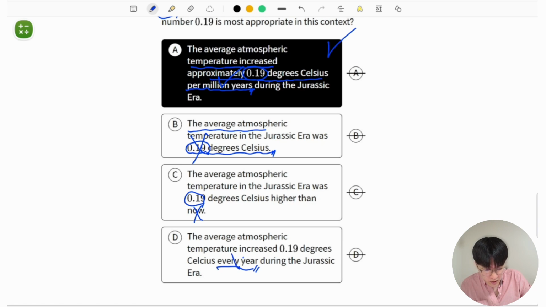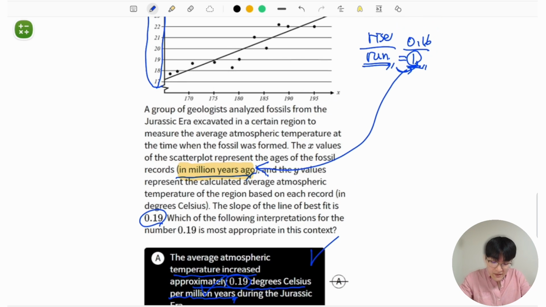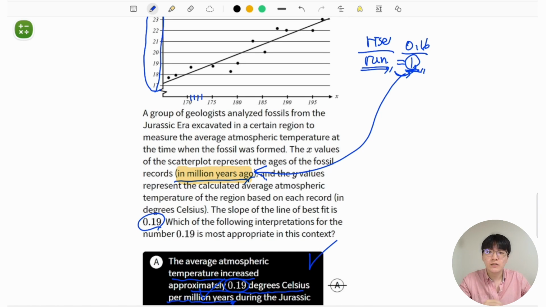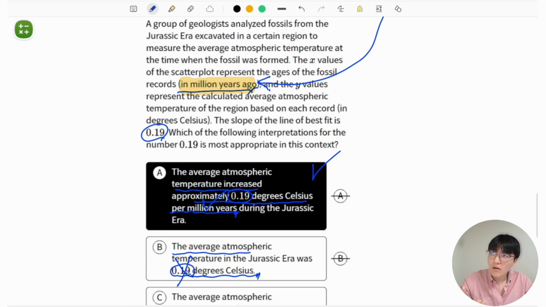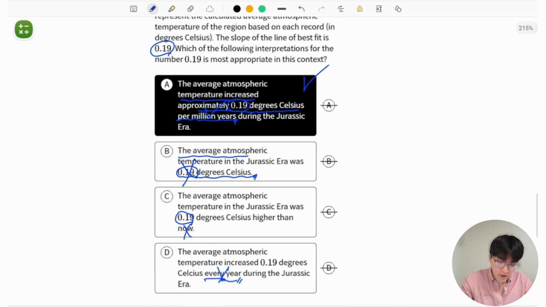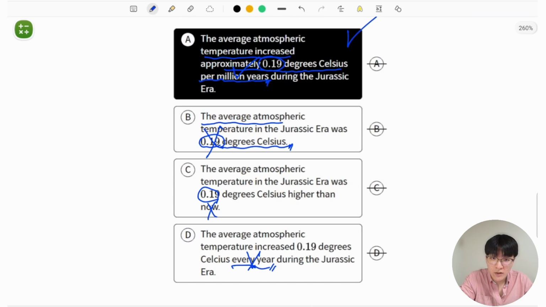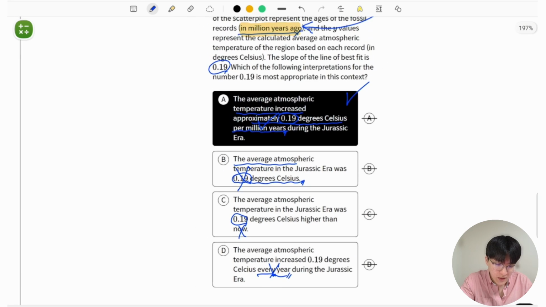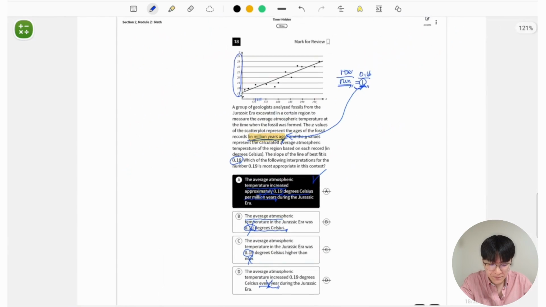A lot of students get this wrong because they choose answer choice D. It's not every year. If each tick is worth 1,000,000 years, and it was every year, then every million years it's increasing by like 190,000 degrees, then our Earth would be boiling on the 100th or the 1,000th year, on the 50th year, right? Yeah, so that's incorrect. So we just need to know that this is talking about in million years, okay?